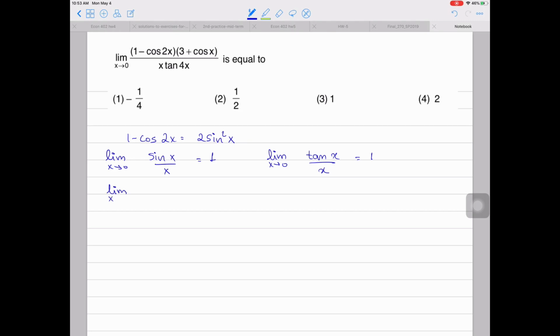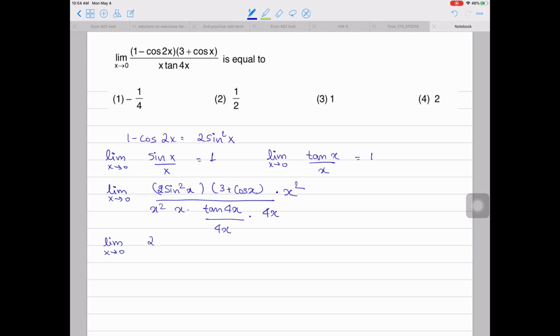So let's simplify the function that we have. We know that 1 minus cosine 2x is 2 times sine squared x, times 3 plus cosine x, over x times tan 4x. Now we can multiply and divide by x squared so that the term sine squared x over x squared becomes 1. We can also multiply and divide by 4x so that the term tan 4x over 4x becomes 1. So let's write it in a better way.